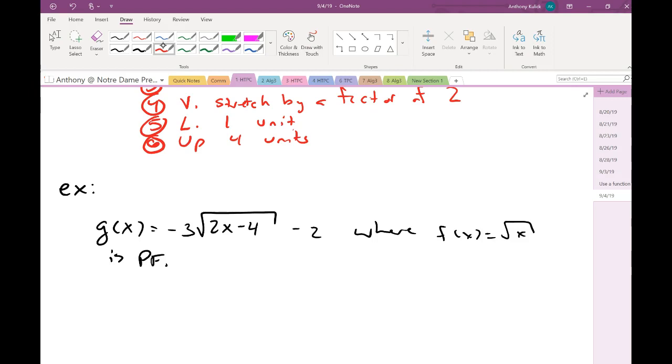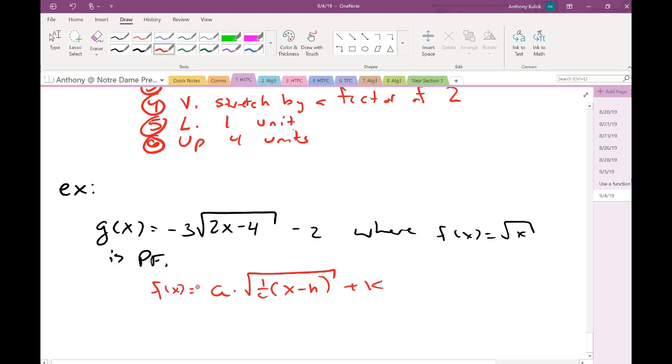So the first thing I'd want to do is get this in the form. Remember, our general form that we want is a times the square root of 1 over c times x minus h, plus k, right? That's what we're trying to get this to look like, so it'll be easy to identify the A, C, H, and K. So if we do that, we would need to factor out a 2.